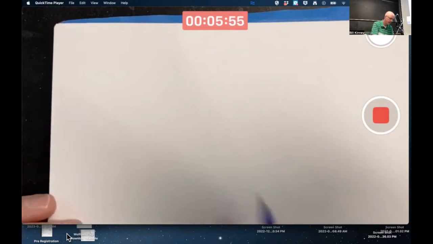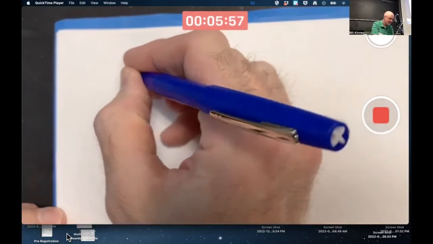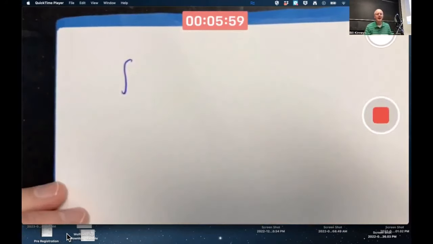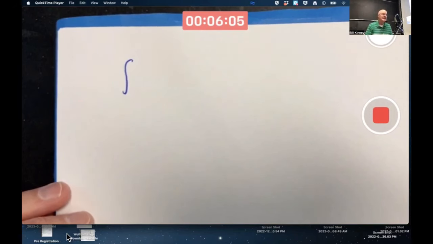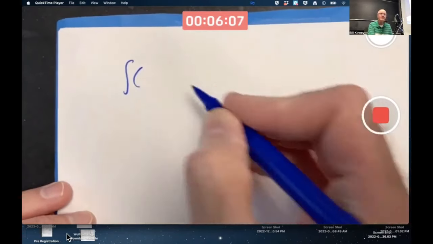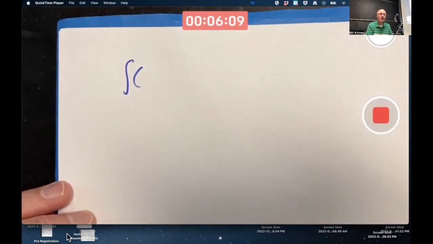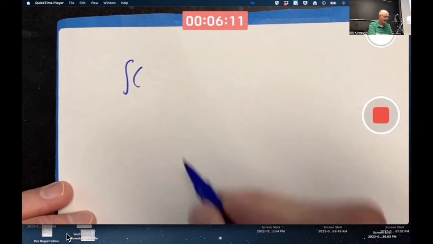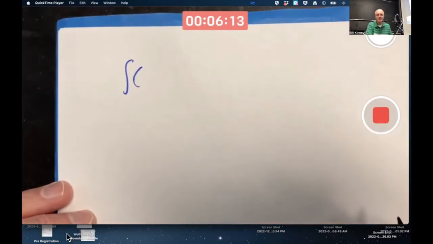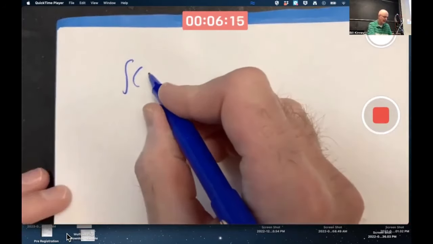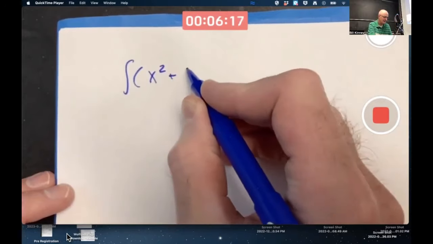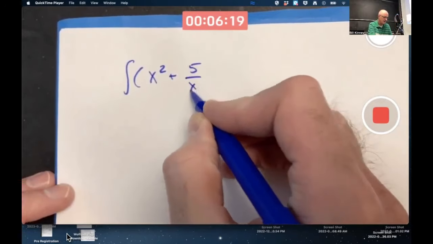Last time we introduced the idea of an antiderivative, or antiderivative if you prefer. In other words, an indefinite integral. And we did some fundamental examples. And you had a couple homework problems where you had to work through these things. Let's do another example, somewhat similar to your homework problems. Let's say we want to find the indefinite integral of x squared plus 5 over x squared.